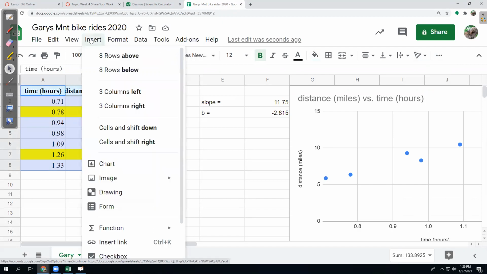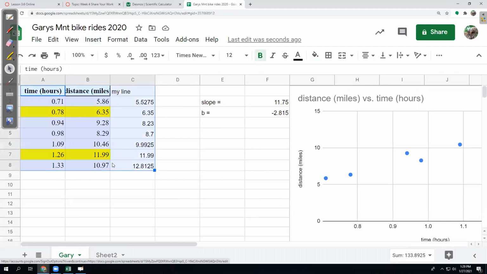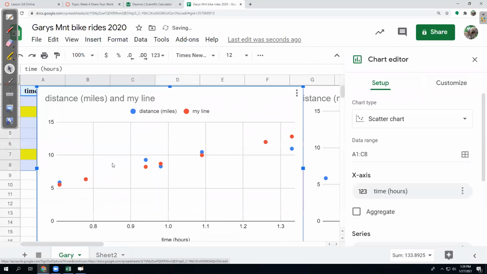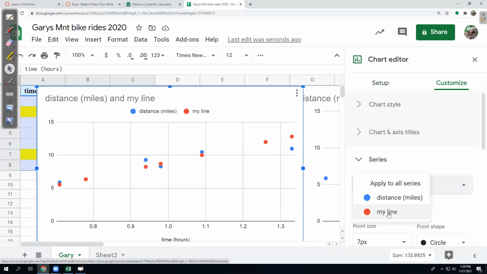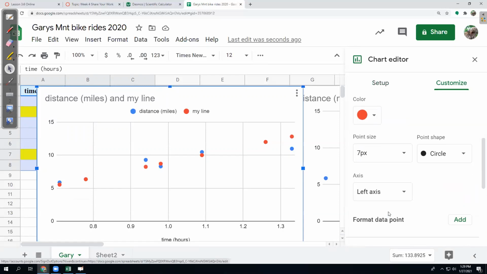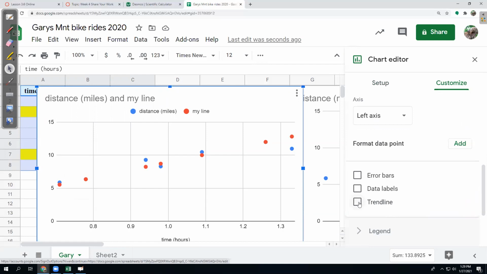So I'm going to insert a new chart. And notice the red points are my new ones and they kind of line up there. To turn that into a line, all I do is go to Customize Series. And then I say for my line, draw a trend line through there. So then it will draw my line. Oh. Okay, kind of a pain.